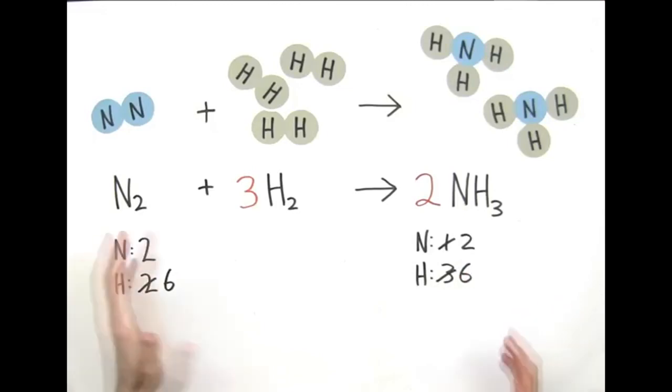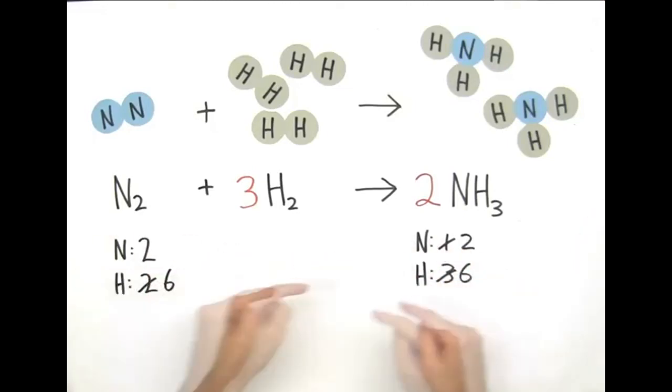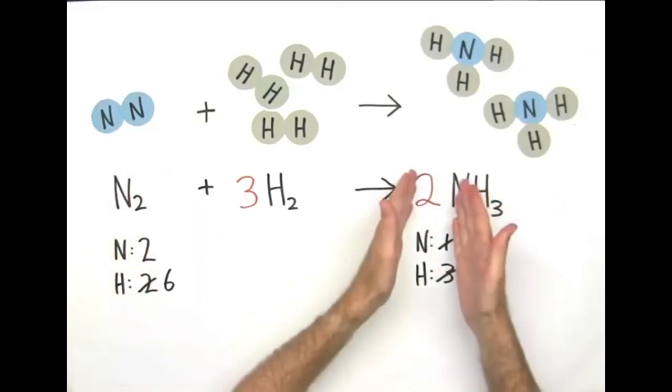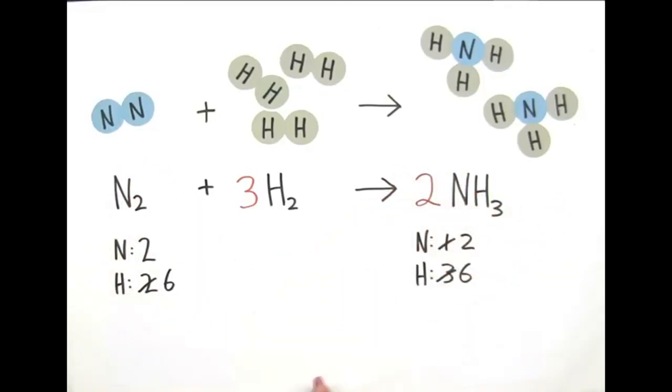So we can keep track of these adjustments that we make using charts like this that show us how many of each atom we have on both sides. We multiply something by a number in front of it, and then we change the number of atoms. So the best way to get good at this is to just do a whole bunch of practice.